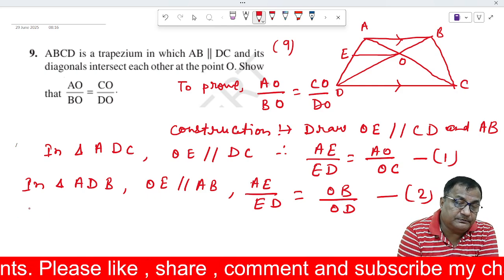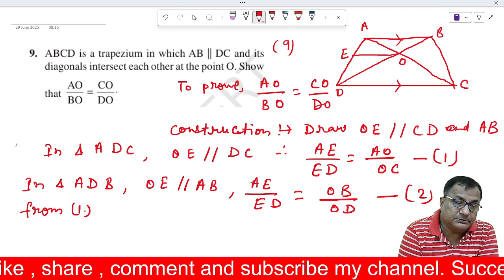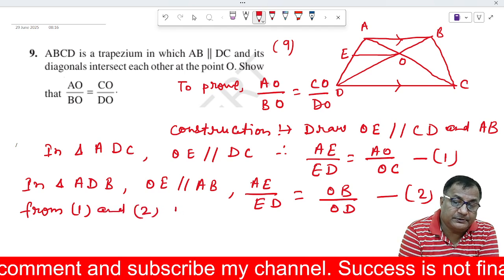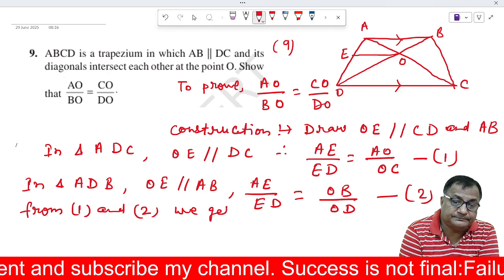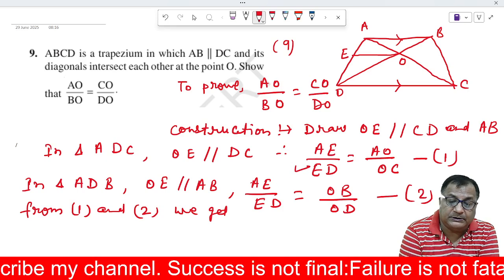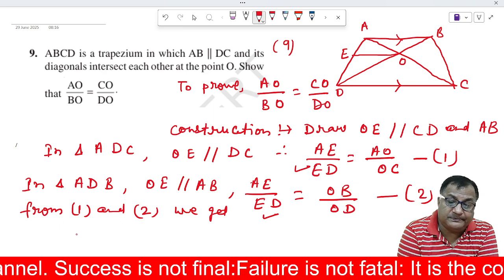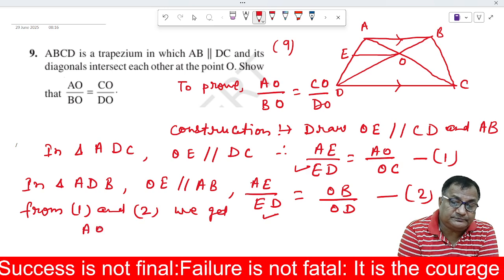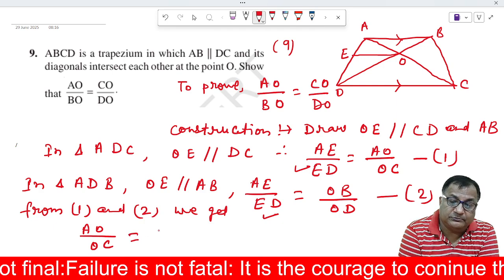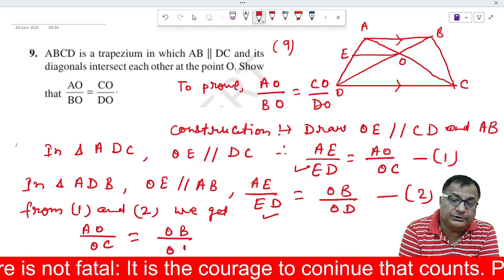Now from 1 and 2 we get this is equal to AE by ED, and this is also AE by ED. So therefore AO by OC is equal to OB by OD.